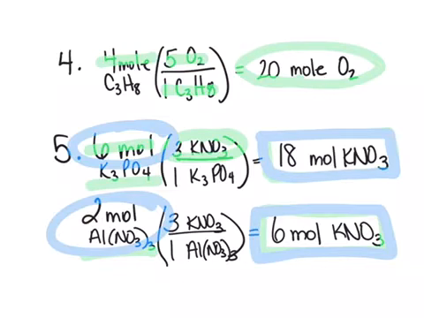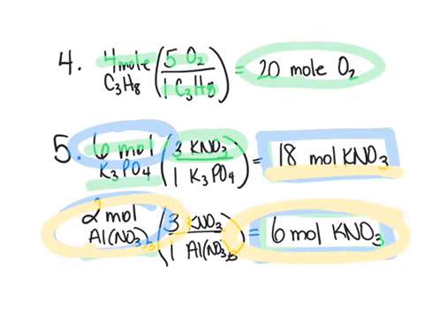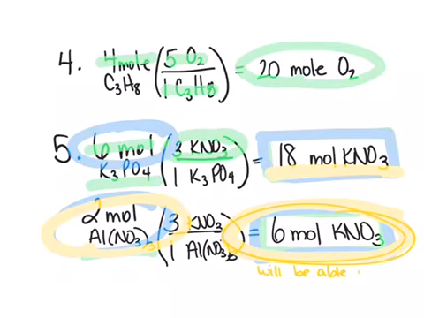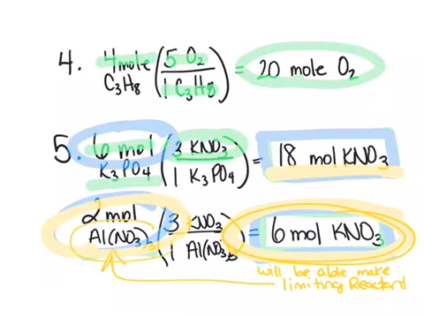Which one am I actually going to be able to make? Well, I don't have enough aluminum nitrate to make 18 moles. I only have enough aluminum nitrate to make 6 moles. So that means I'm only going to be able to make 6 moles of material, and that's how many moles I will be able to make. This guy is actually going to be limiting me. He's going to be called our limiting reactant.